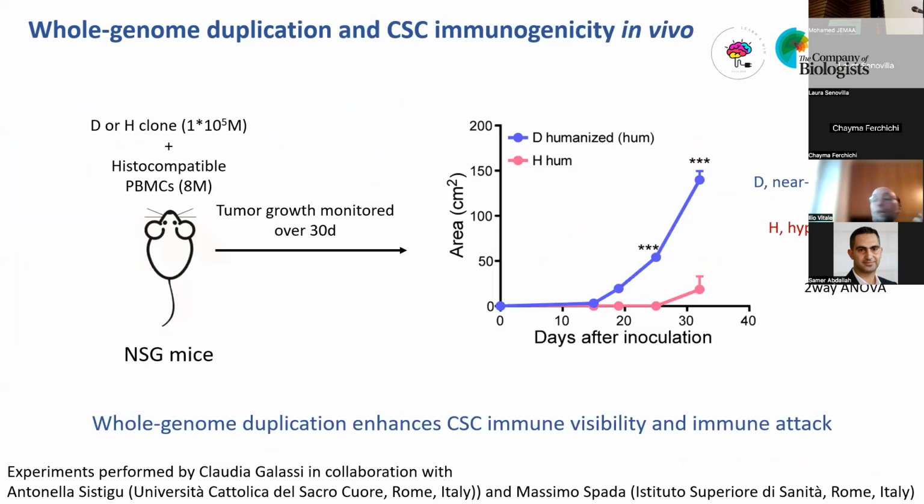We take advantage of a humanized mouse model, in which we incorporate the human immune system by injecting histocompatible PBMC, histocompatible to the human spheroids we are injecting. As you can see, in violet, hyperploid clones grew less efficiently than diploid clones in humanized models. I don't show you the situation in immune deficient mice, but in immune deficient mice, we observe no differences.